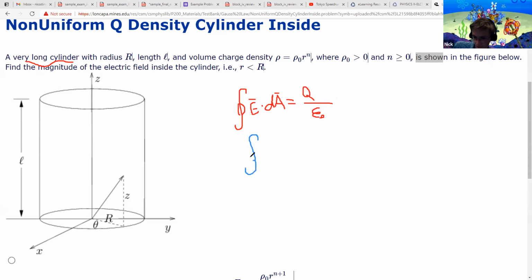First off, I have to be able to conclude that the electric field is parallel to my dA vector. Because if the electric field is parallel to dA, then the dot product of two parallel vectors is just multiplying their magnitudes, so I have E times dA. And then the next symmetry argument is that E has to be uniform all along the Gaussian surface. If E is uniform, then it just comes out of the integral. So I have E times the integral of dA, which is just equal to E times A.